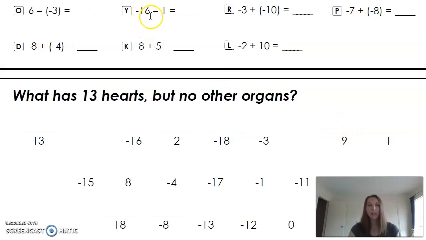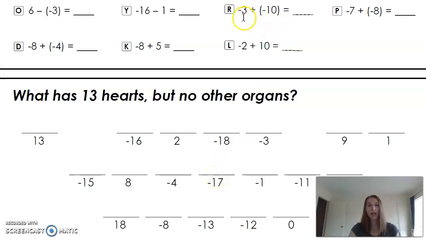So here we have negative 16 minus 1. Keep the first integer, change the operation to plus, change the integer to negative. Negative 16 plus negative 1. What's 16 plus 1? 17. You just put a negative sign in front of that. Okay, do you see negative 17 on the bottom? Yes, right here. So you would put a Y on this line.